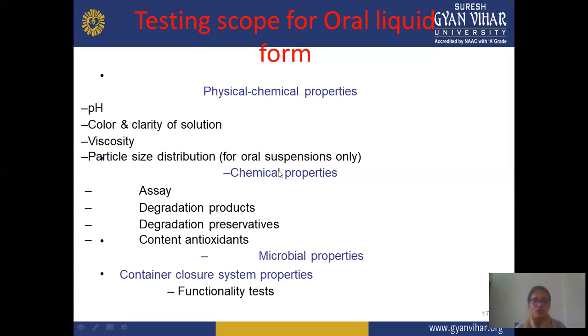Next is microbiological property or microbial property. This is similar to the solid dosage form. In this, you check whether the container, formulation excipient, or packaging material is appropriate or not for your formulation.